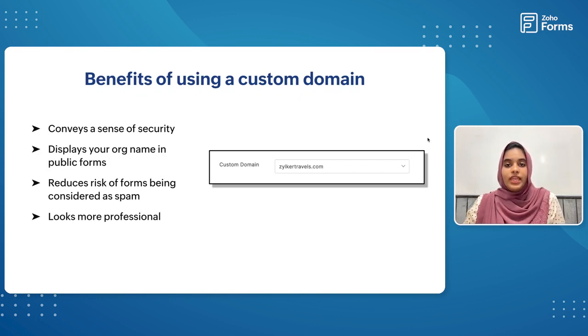The default domain name provided when you're sharing your forms publicly is forms.zohopublic.com. And when you use a custom domain, you can replace that with your organization's name in the form URL, which in turn brings us back to the point of security, a sense of security for your respondents, and recognition of your brand that I spoke about in the beginning. So if you would like to add in a custom domain to your form's URL, it'll look something like this here, this image that I've added in, where I've added a placeholder custom domain, zilkatravels.com.